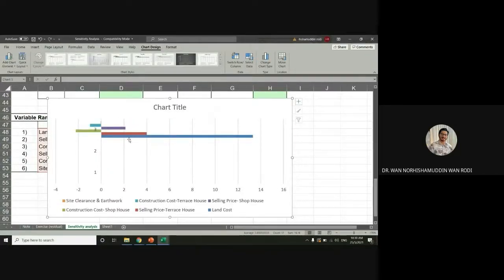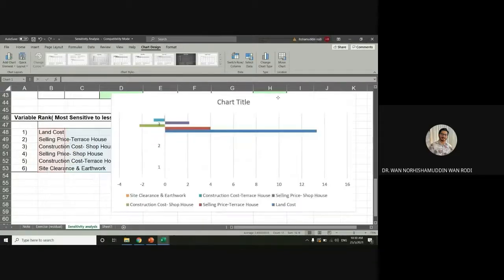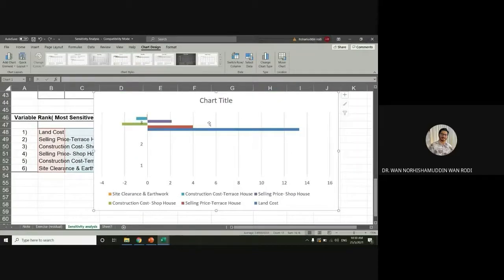So as you can see, the highest or the most sensitive variable is the land cost, the blue color one, and the selling price is the second one. So using the chart, we can see clearly which variable is sensitive, which will mostly influence the developer's profit, or the one that will least influence the developer's profit.